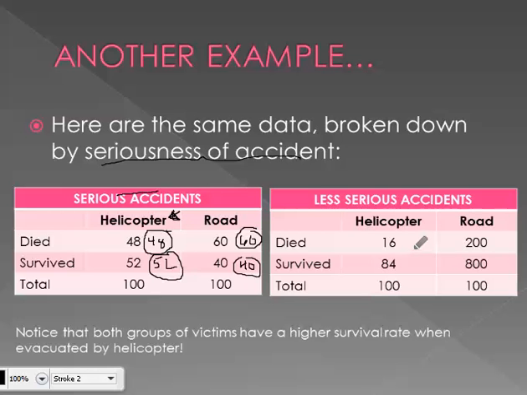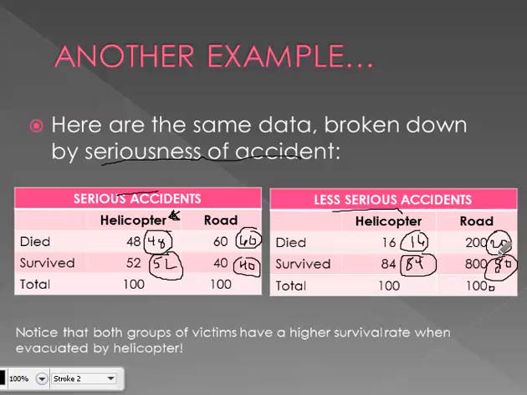But let's look at the less serious one over here. We get 16% died and 84% survived. That's pretty good. And we divide this out with, wait a second, there's a missing zero here. That's 1,000. This is 80% survived and 20% die. You know what? These don't look that different, do they? A less serious accident, 16% died via helicopter and 20% died via road. That's not that big a difference. And 84% survived and 80% survived.